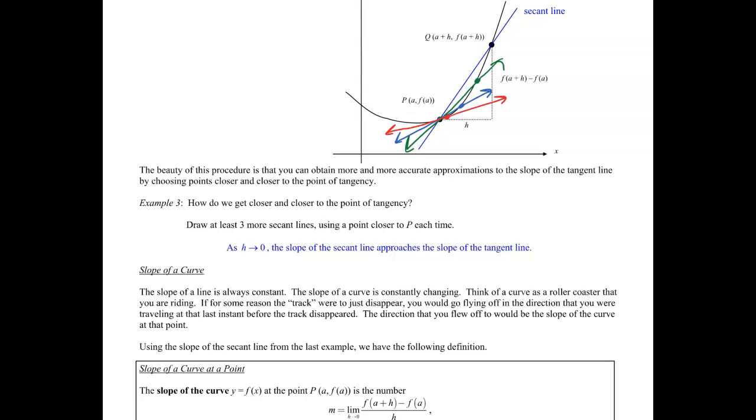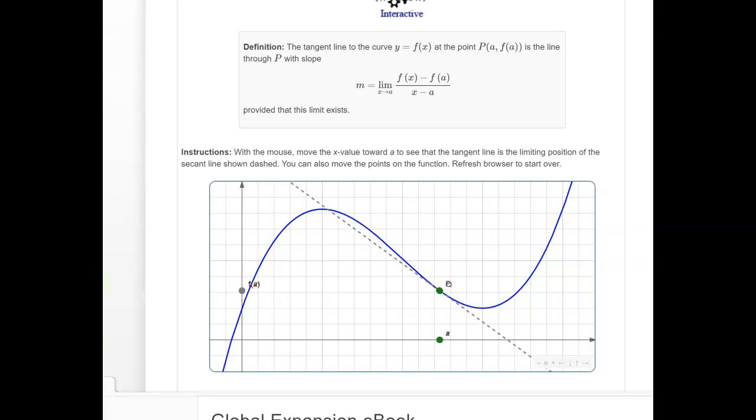Alright, so as h approaches 0, the slope of the secant line approaches the slope of the tangent line. Alright, that's about it. And tangent lines should just touch the curve at one particular point, as we saw with the little slidey slide. Alright, it will go to just being 1 point.